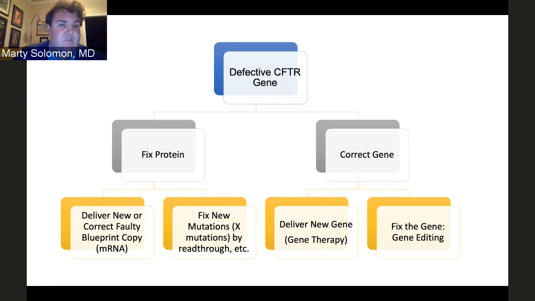One example is the development process of what's called read-through agents, which actually skip through the premature termination message of the translation process that happens in X mutations, which account for about 10% of all CF patients worldwide. So as you can see, there's a lot of different ways we can approach this, and if you guys are interested in this, I would encourage you to work through some of the other ResearchCon sessions which are focusing more on this, and look at the CFF website for more information about this path to cure.